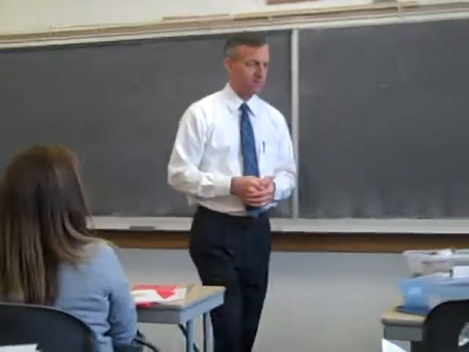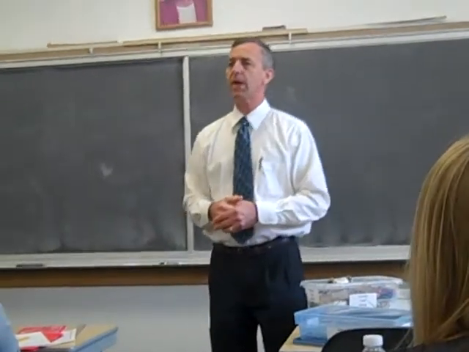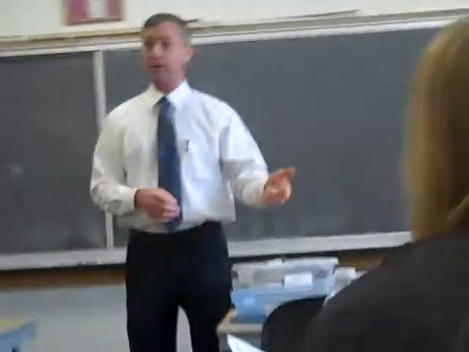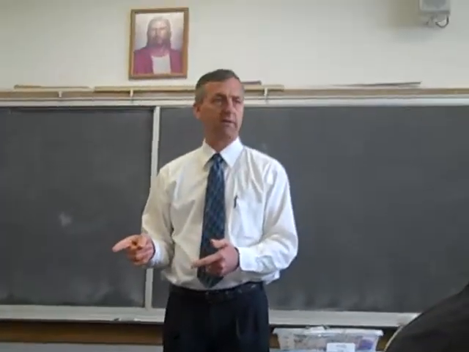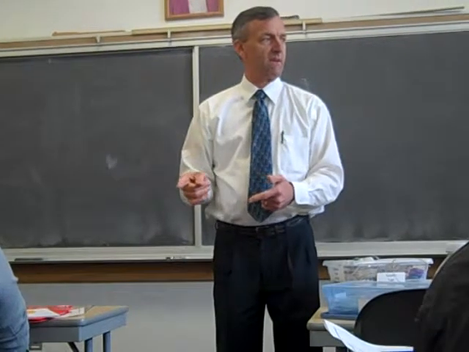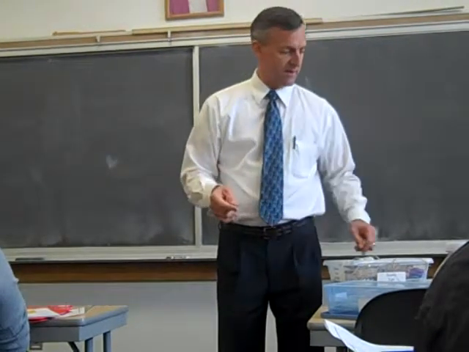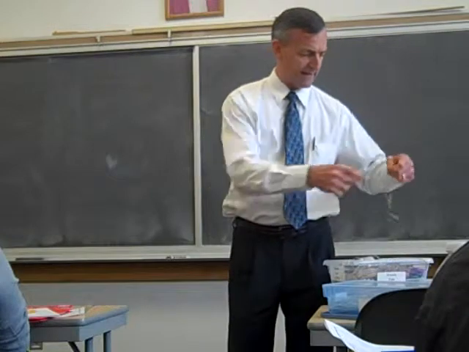Identical, but areas are different? Is it possible to have identical areas, but different perimeters? Yes. How do we know? Because our assignment showed it. Because our assignment did that, right?